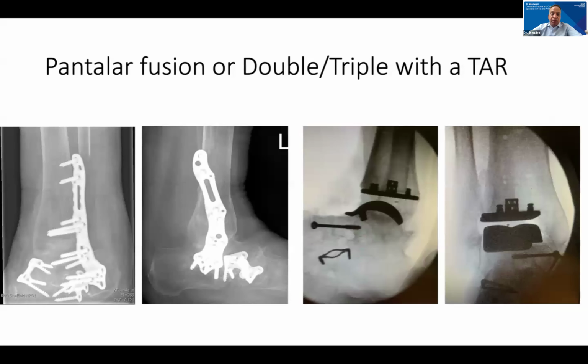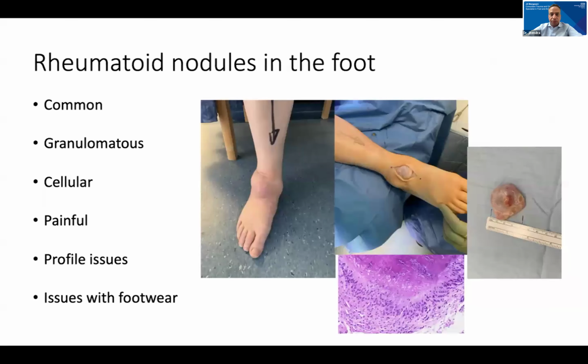What about pantalar fusion or double, triple with a TAR? I think pantalar fusion, yes, sometimes there's no choice, but my preference is to do a triple, and if you can have an ankle replacement on top, certainly go down that route and maintain a motion segment in the ankle.